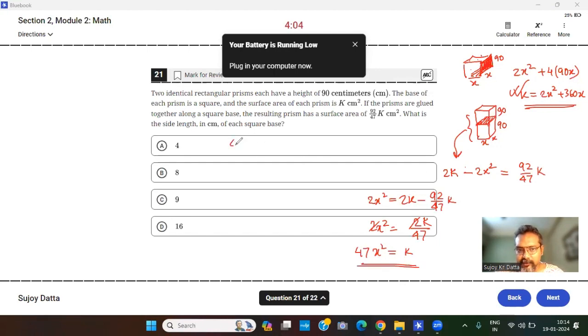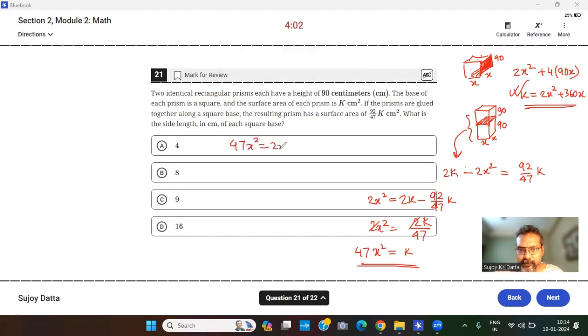We're writing it here, then k is 47x squared equals 2x squared plus 360x. 2 goes that side, 45x squared is 360x. Divide by 45, x squared is 8x. One solution is obviously x is 0, which is not valid. The other solution is x is 8. We can just cancel the x from both sides because we know x is not 0. So the answer is 8, option B.